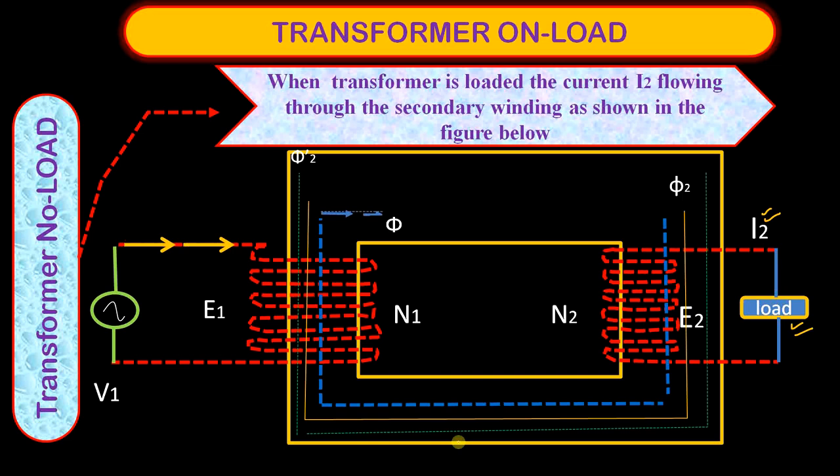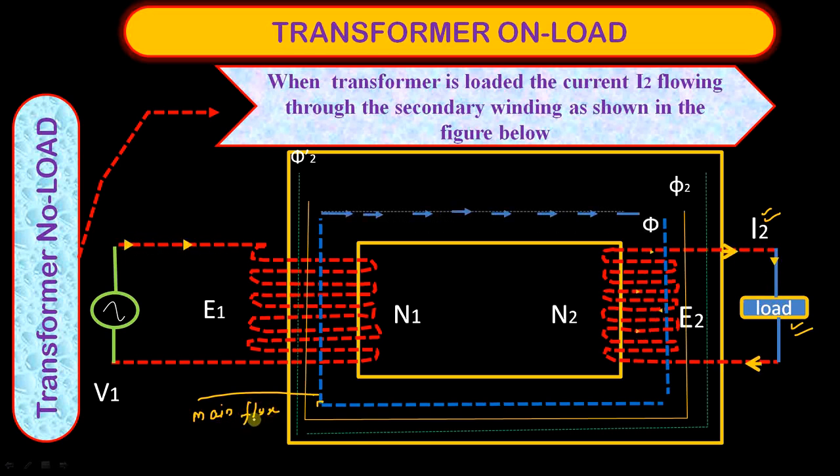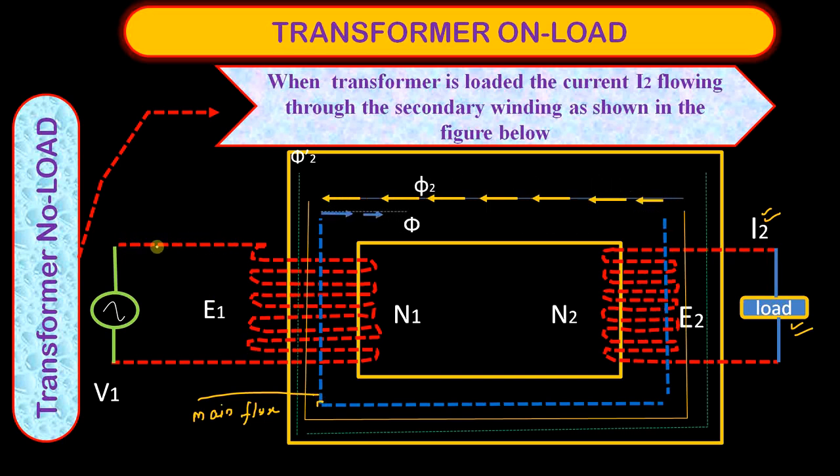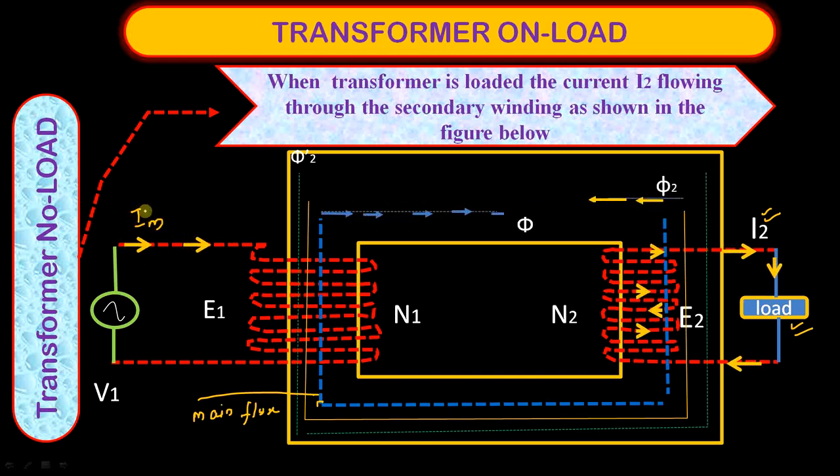Now, this is the main flux of the transformer. See here, this is a blue color. This is the main flux of the transformer, which is produced by the magnetizing component of the no load current. See here, this is IM, the magnetizing component of the no load current. Due to this magnetizing component of no load current, main flux is produced in the core of the transformer.